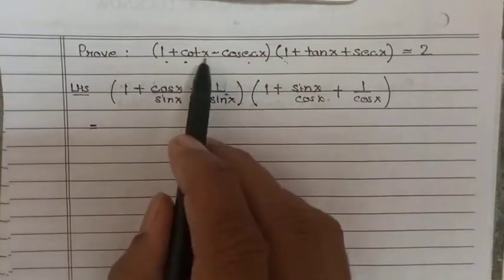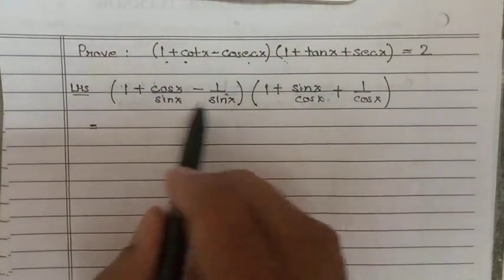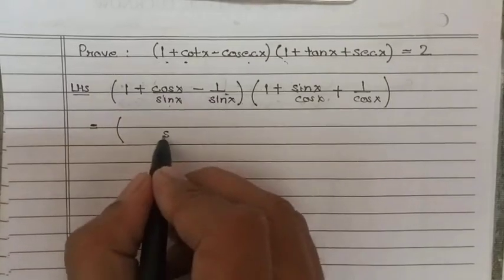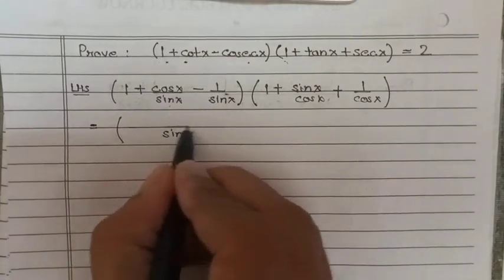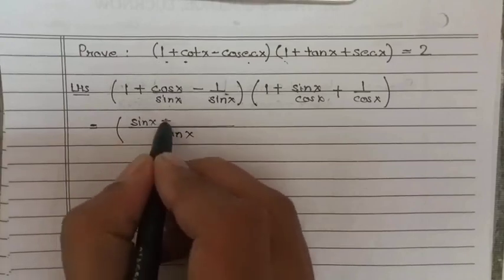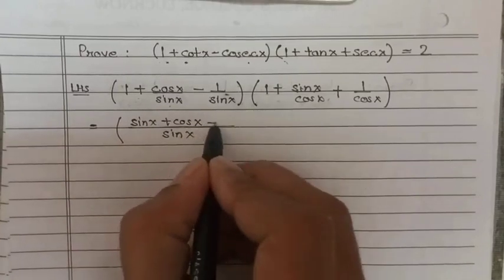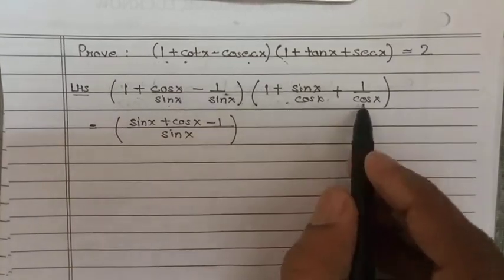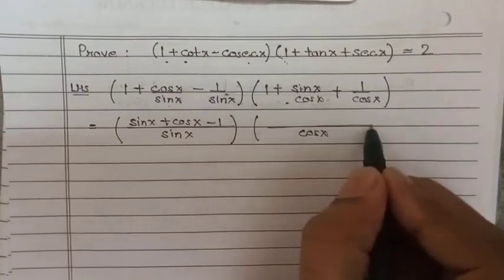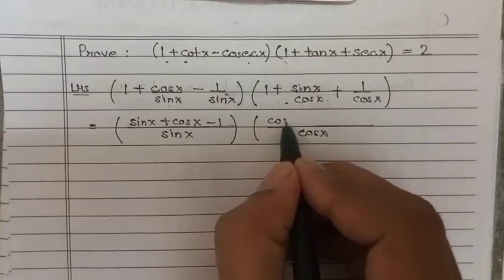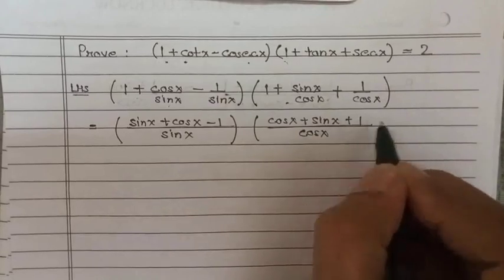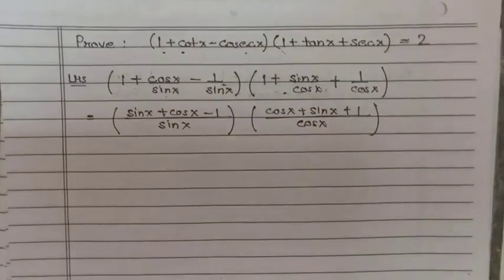Okay, after converting these trigonometrical ratios on the left side in terms of sine and cos, let us take LCM in the first bracket. LCM is sine x. So you will be getting sine x plus cos x and minus 1. Similarly, let's take LCM in the second bracket. So it will be cos x. So we will be getting cos x plus sine x plus 1. Okay. Now what to do?